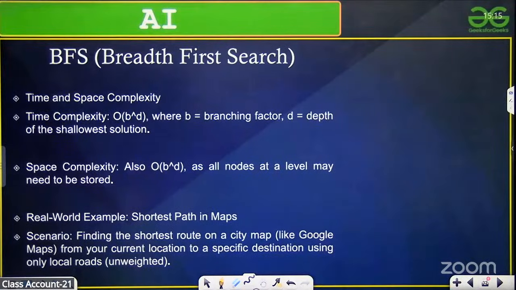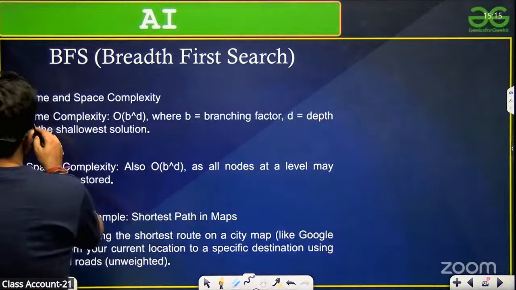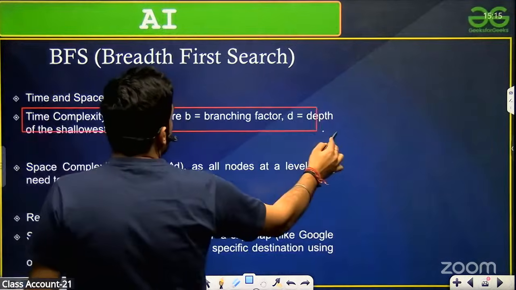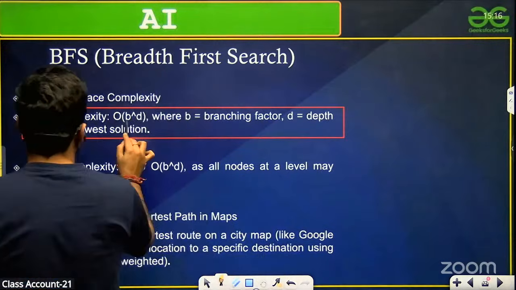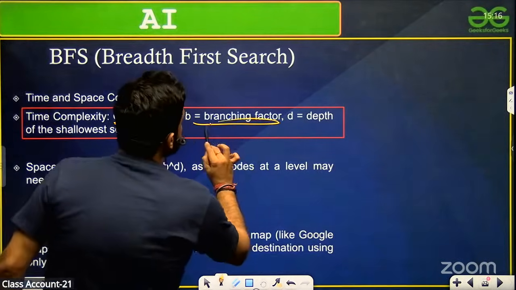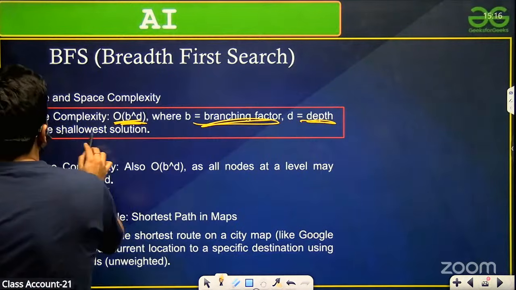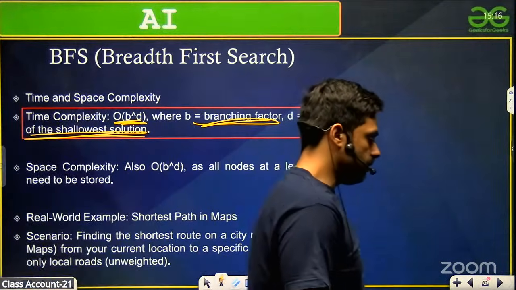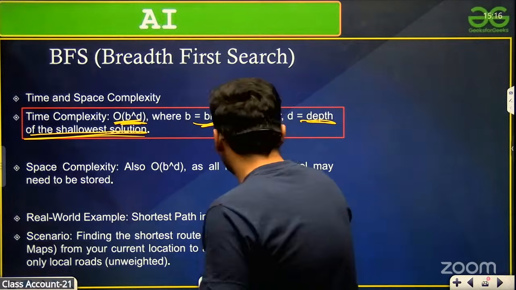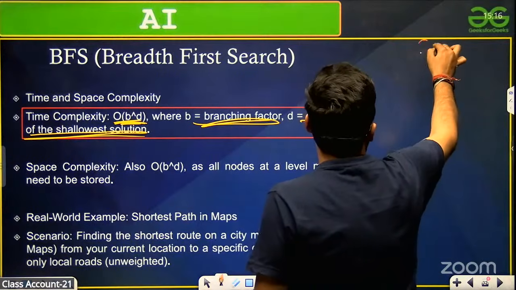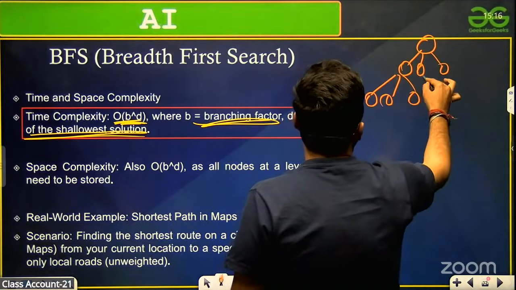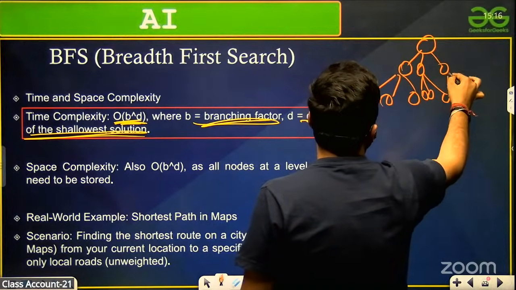Okay. And time and space complexity, very important. You should note this. It is of the order of b to the power d, where b is the branching factor and d is the depth of the shallowest solution. So guys, what is the branching factor? For example, here from every node, 3 nodes are generated.